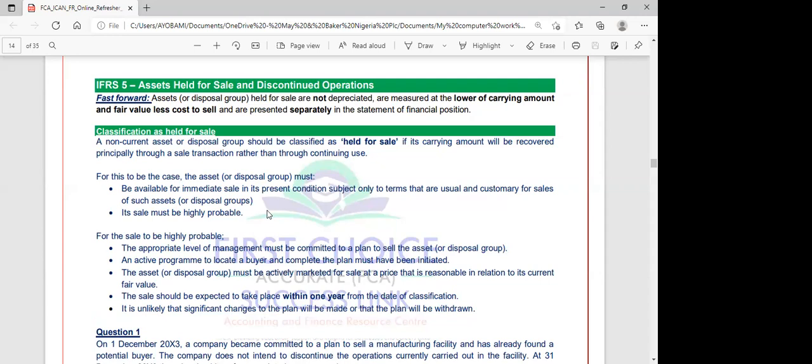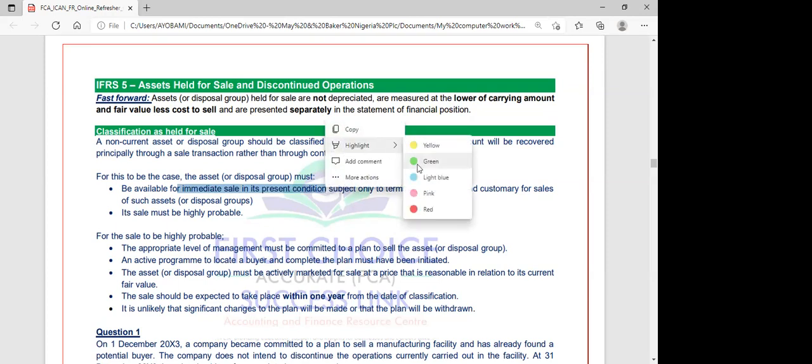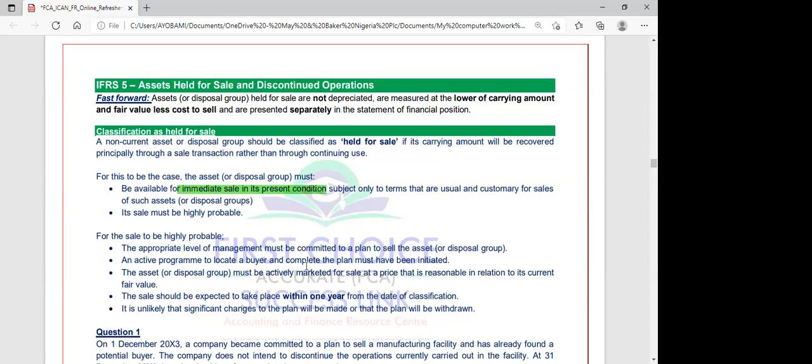Number one, the asset must be available for immediate sale in its present condition. I'm just trying to show you from your screen, because most times, even when I'm talking, I might speak beyond the screen, so just take note. Before you can classify the asset as held for sale, what does that mean? It means there is no repair required on that particular asset. You can sell it instantly. It must be in a saleable condition. That is what IFRS 5 is saying. Even though we are not selling it yet, before you can classify it as held for sale, it must be available for immediate sale in its present condition. So that's the first thing you need to learn.